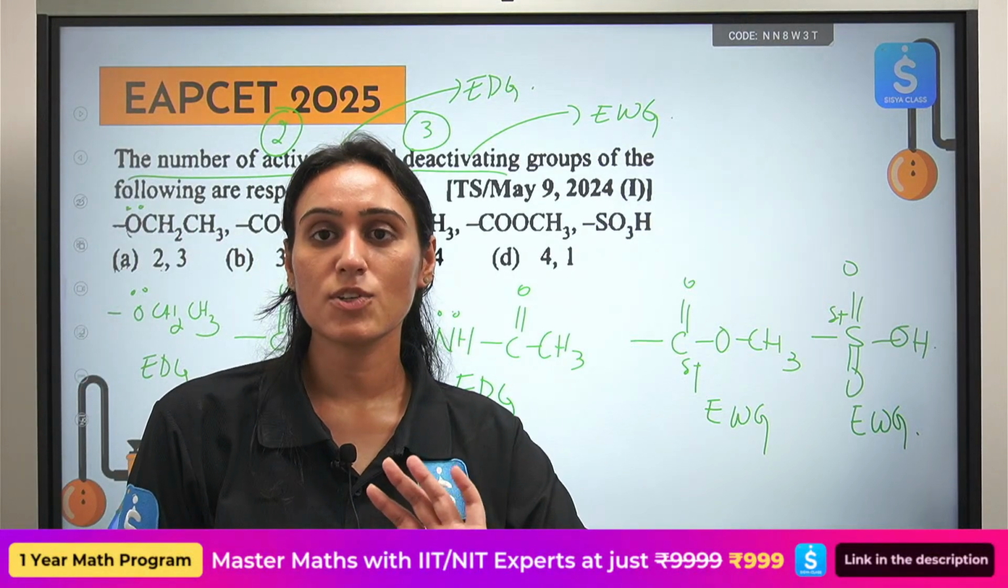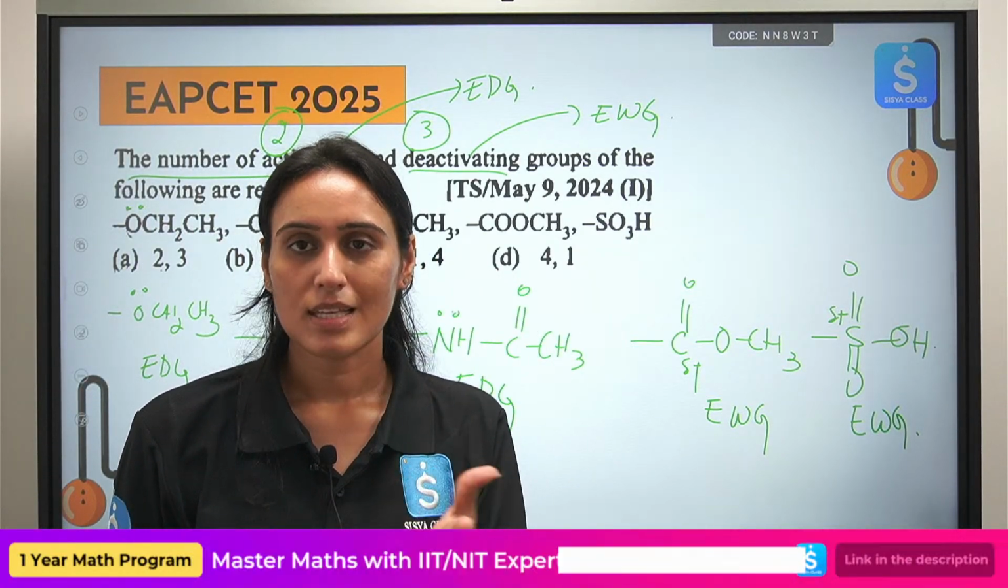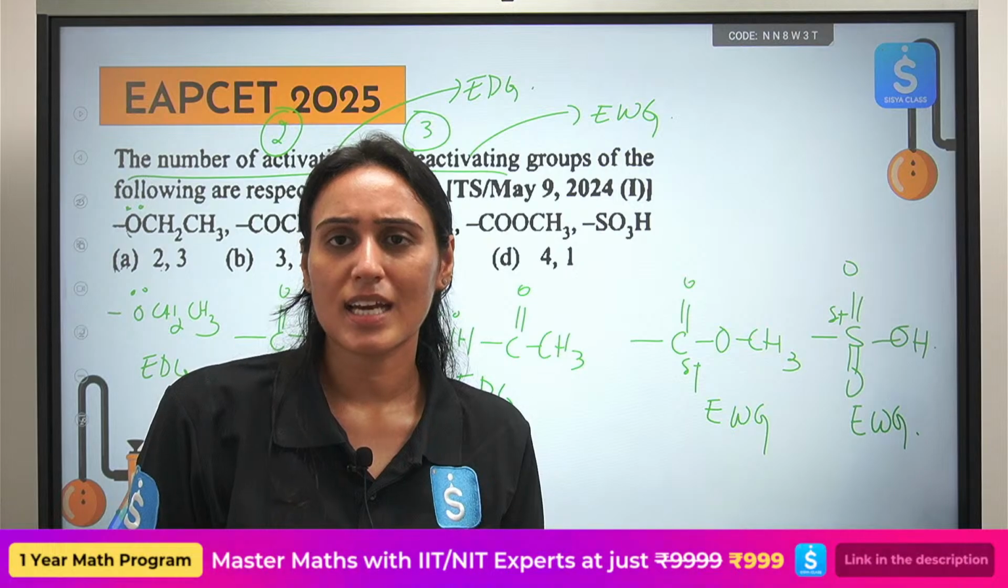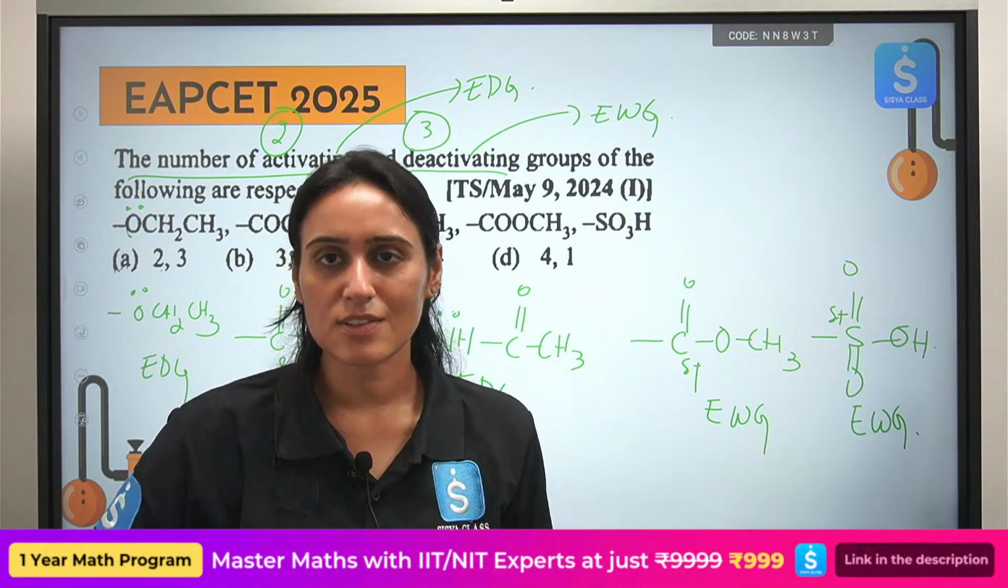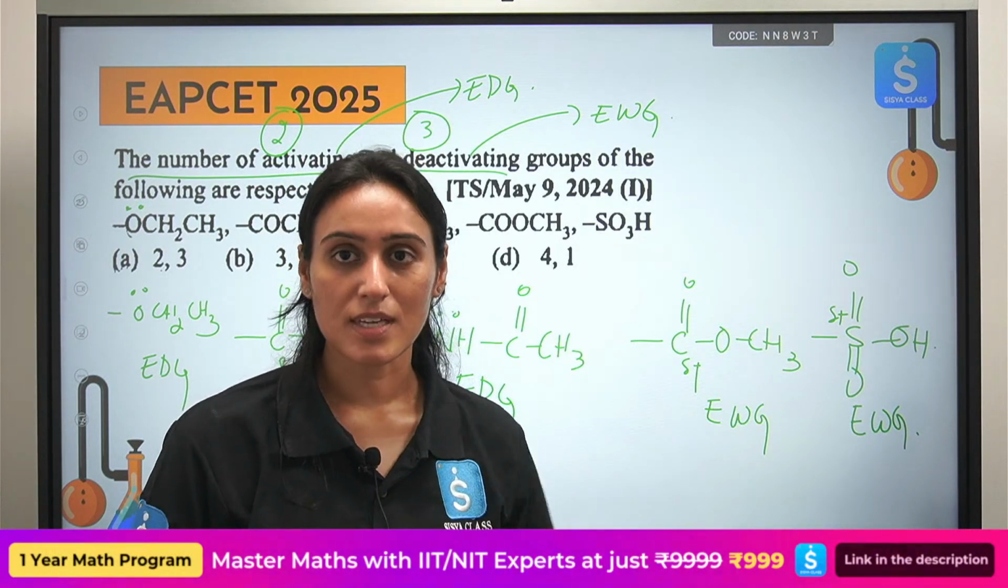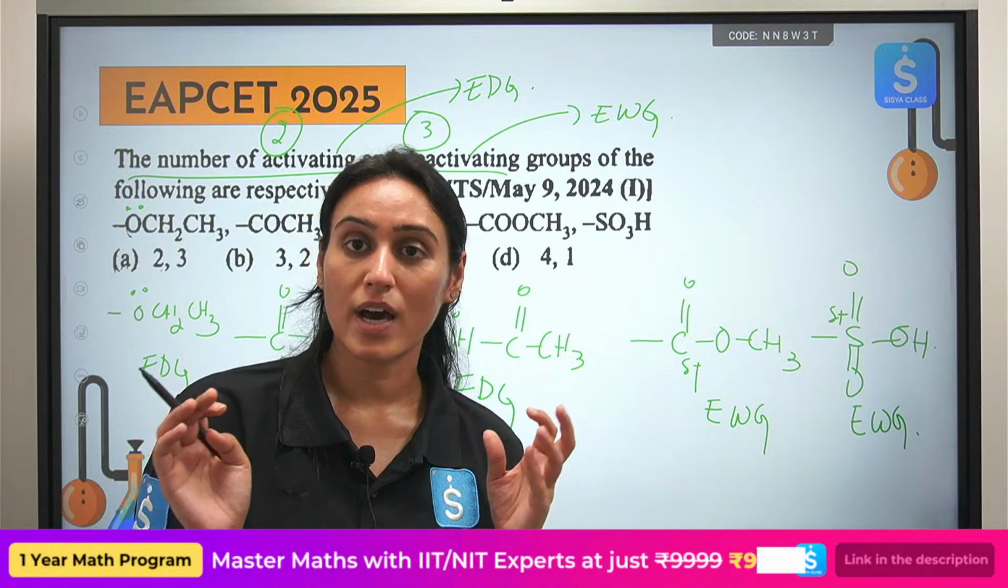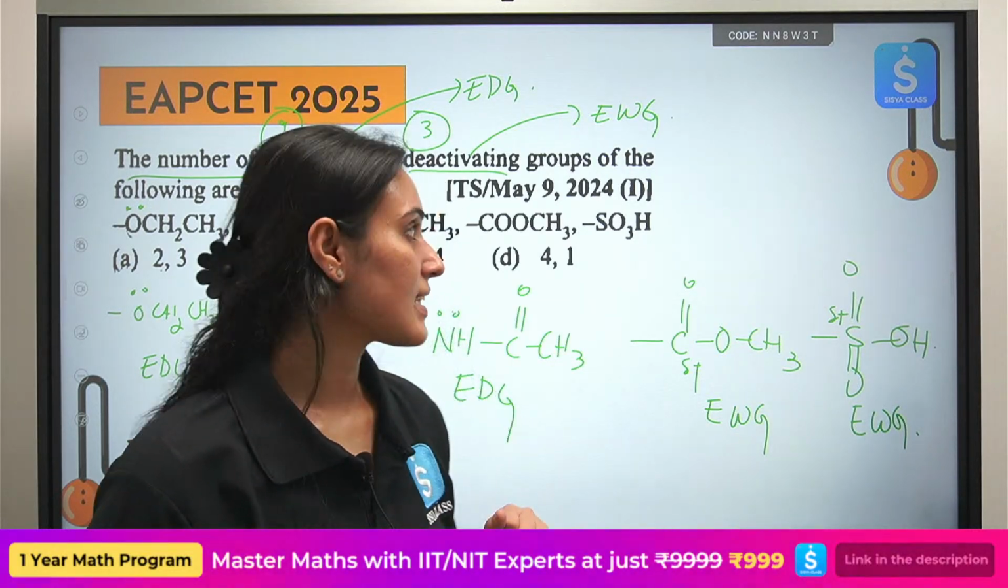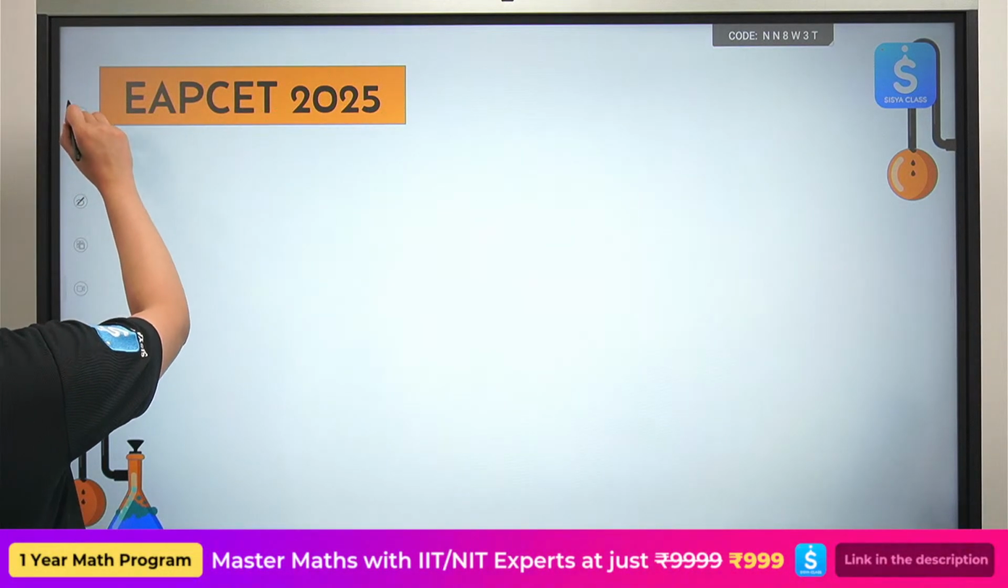They're just asking you to calculate how many are there. They're not asking you to compare the strength also. So good of them. If they ask you to compare the strength, you have to know that also. Okay. See the next question.